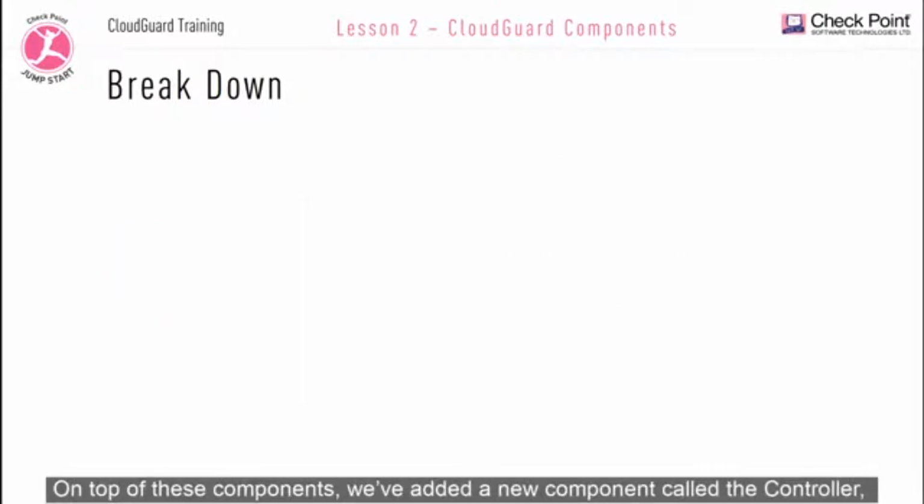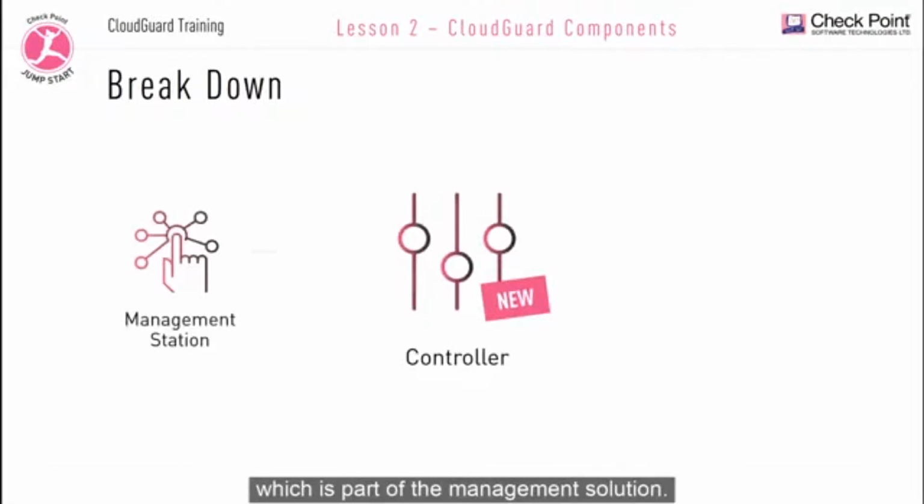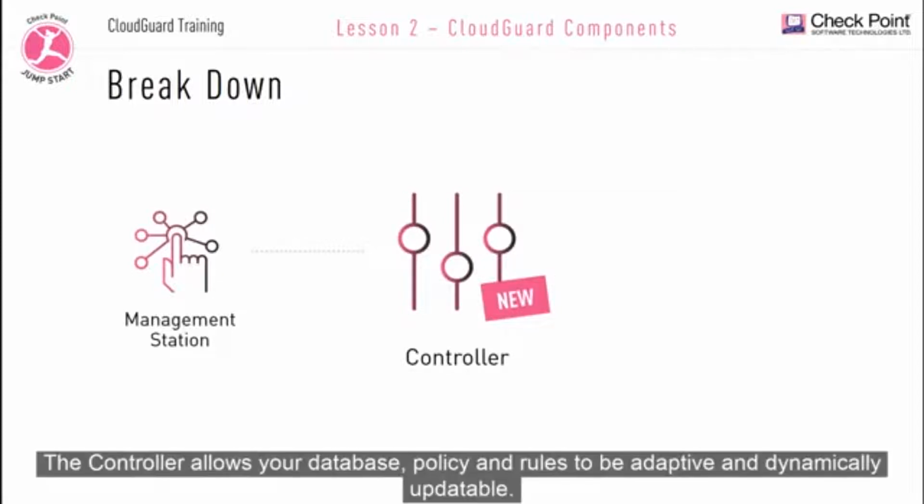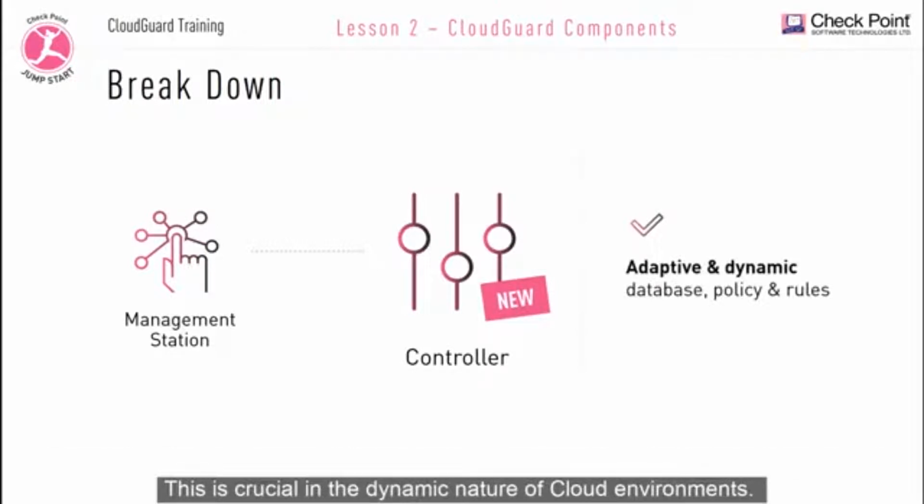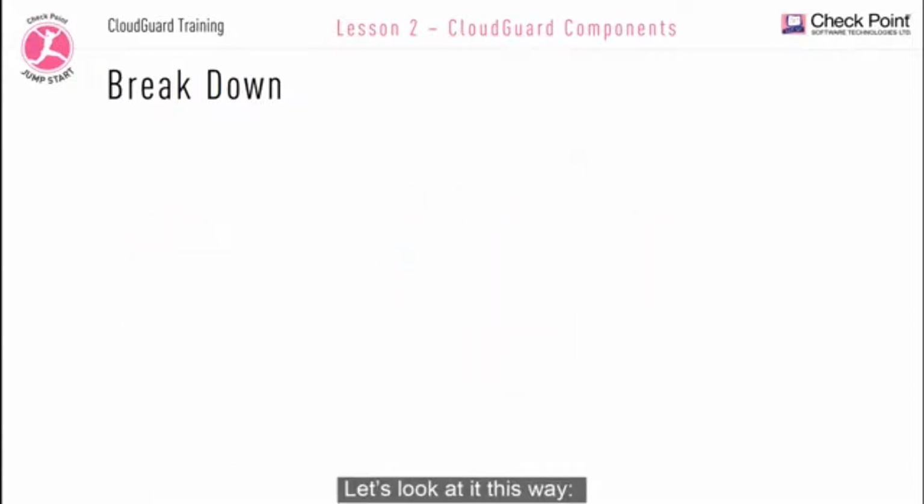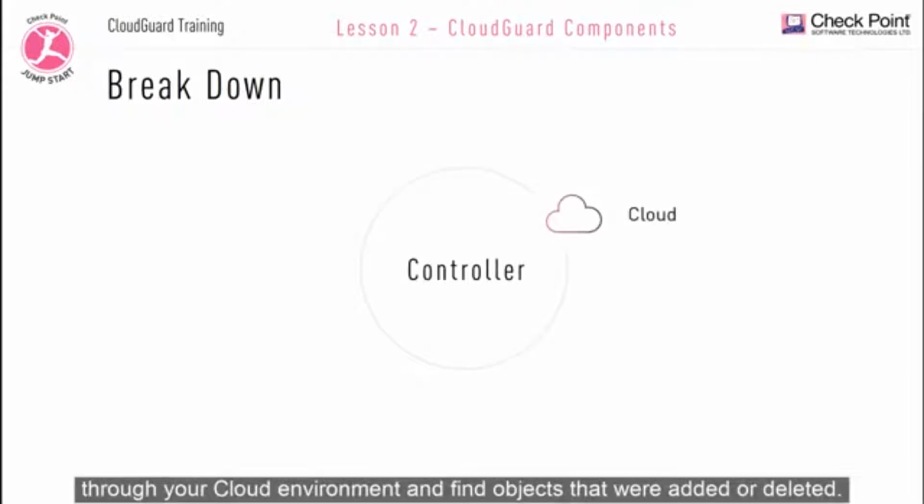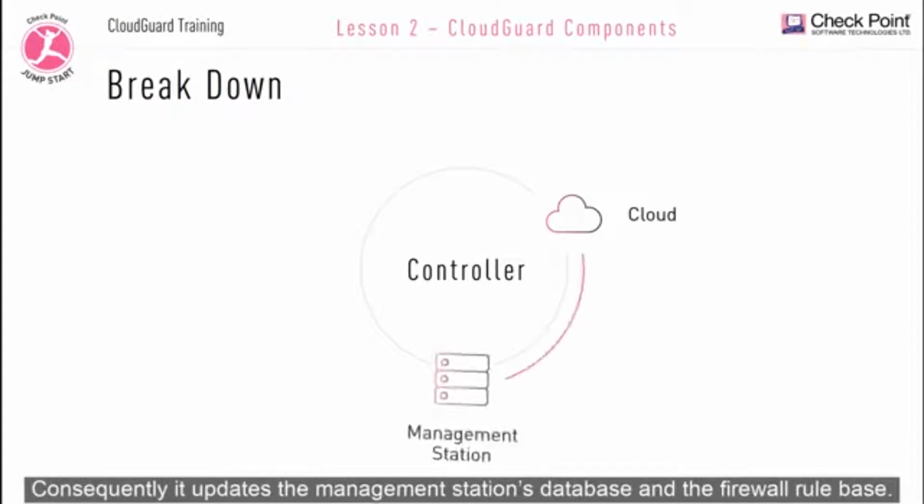On top of these components, we've added a new component called the controller, which is part of the management station. It's embedded with the management solution. The controller allows your database, policies, and rules to be adaptive and dynamically updatable. This is crucial in the dynamic nature of cloud environments. Let's look at it this way. It's the controller's job to scour and comb through your cloud environments and find objects that were added or deleted. Consequently, it updates the management station's database and the firewall's rule base.